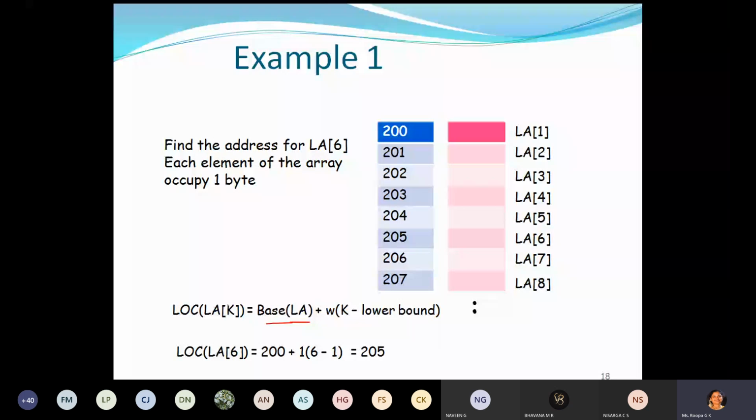We need to find LA of 6, which equals base address, the first address, which is 200, plus W. Each element of the array occupies 1 byte, so W is 1. K is 6 minus lower bound, which is 1. So 200 plus, 6 minus 1 is 5, 5 into 1 is 5. So 200 plus 5 gives you 205. 205 is the address of LA of 6. You can verify using this figure.